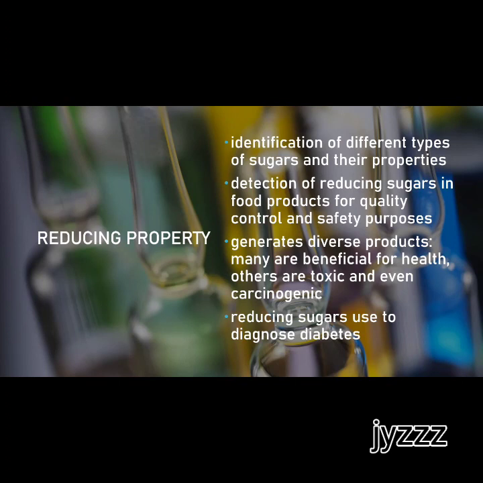The detection of reducing sugars in food products is important for quality control and safety purposes. Reducing sugar content indicates the quality of the product. Reducing sugars also generate diverse products, some beneficial for health and others toxic and even carcinogenic. Reducing sugars are also used to diagnose diabetes. That is the reducing property of sugar.